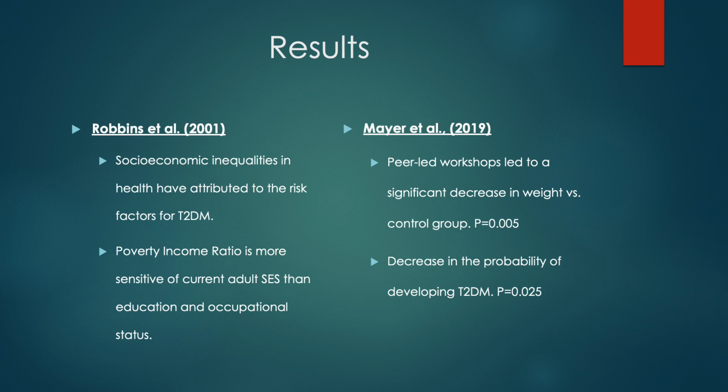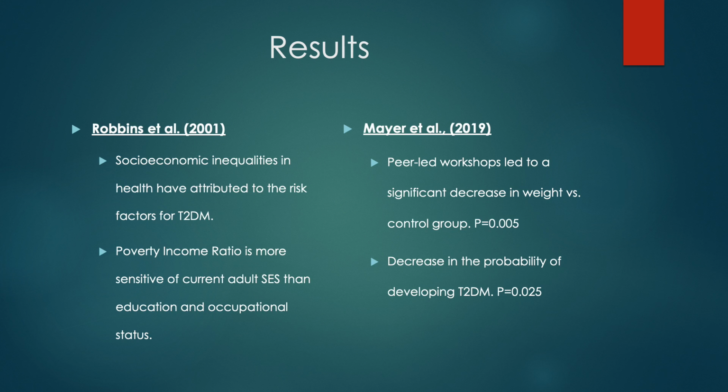The first article, Robin et al., examined the relationship between poverty income ratio, education, and occupation status and type 2 diabetes among African Americans and non-Hispanic whites, through unhealthy behaviors, inadequate access to healthcare, nutrition inadequacy, and other circumstances such as psychological stress. However, once modifiable risk factors were adjusted, a strong association between PIR and type 2 diabetes remained significant. Poverty income ratio was strongly associated with diabetes prevalence among African Americans.